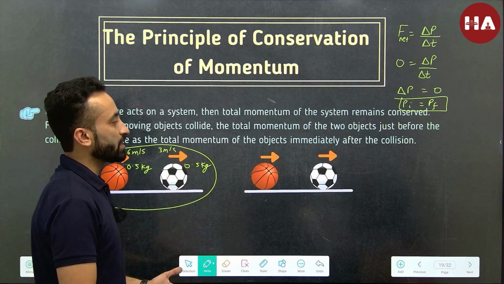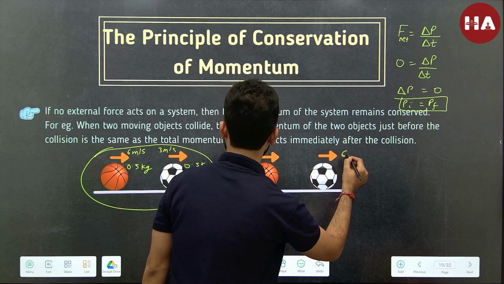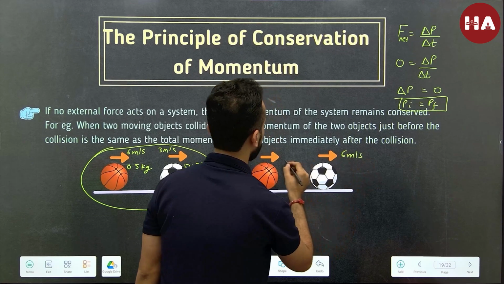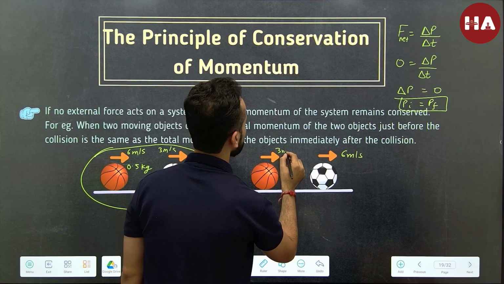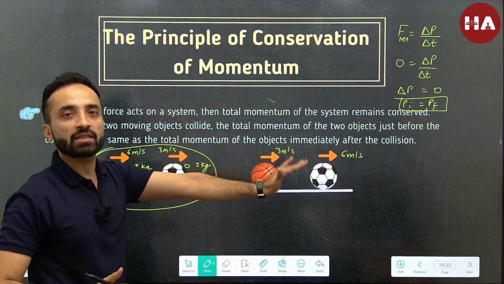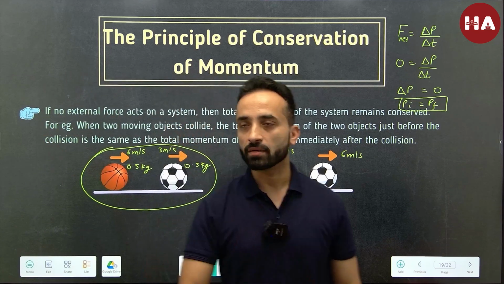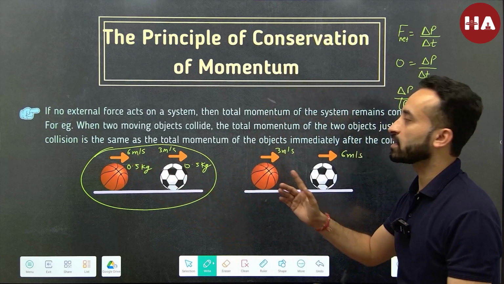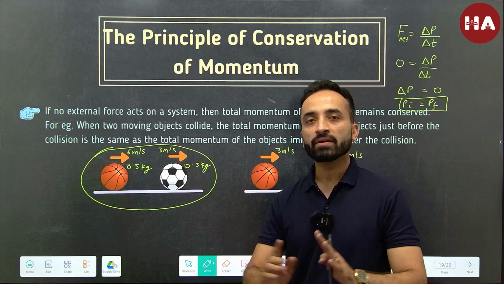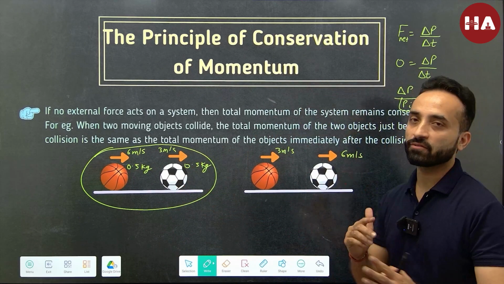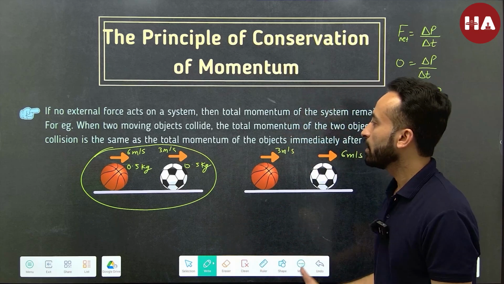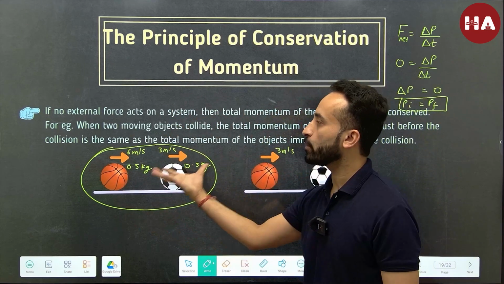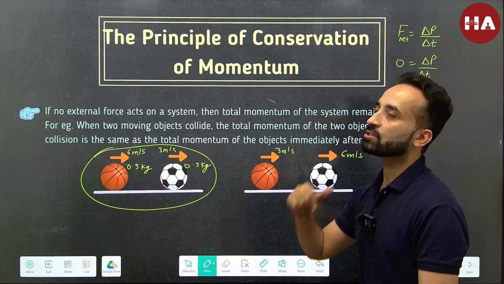So what can happen is, let's say the velocity of the football becomes 6 meter per second while the basketball becomes 3 meter per second after the impact. What do you see? Has the momentum of the basketball changed from 6 to 3? Yes. Of the football? Yes, it has changed from 3 to 6. The velocity has changed, the momentum has changed. But if you account for the overall momentum of the system, that has not changed.